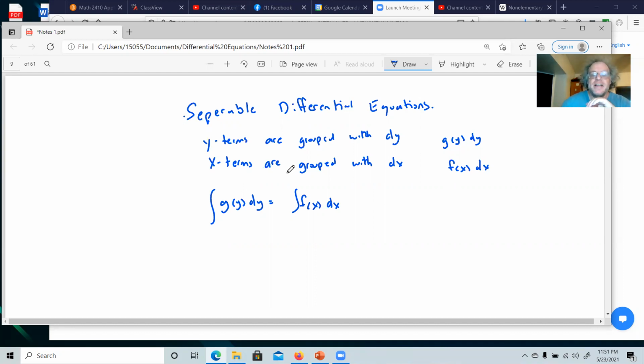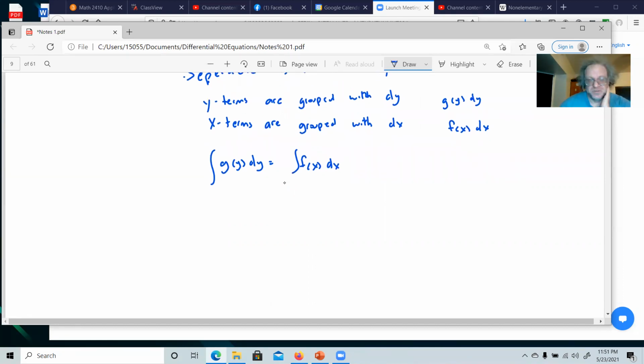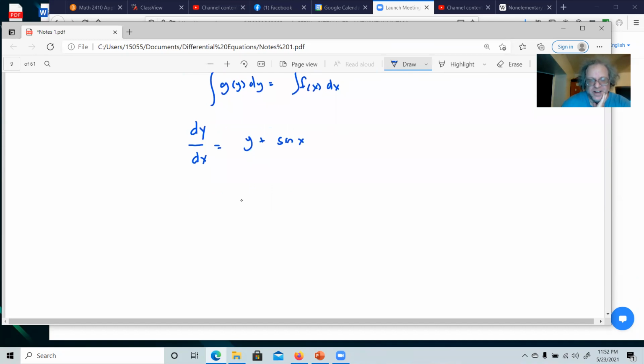All right, now one of the first things they're going to do is show you functions that you can't do this to. Isn't that delightful? So we have dy by dx equal to y plus sine x. We'll say, great, that's easy, I'll just put the y on the other side. First let's do this: we have dy equal to y dx plus sine x dx.